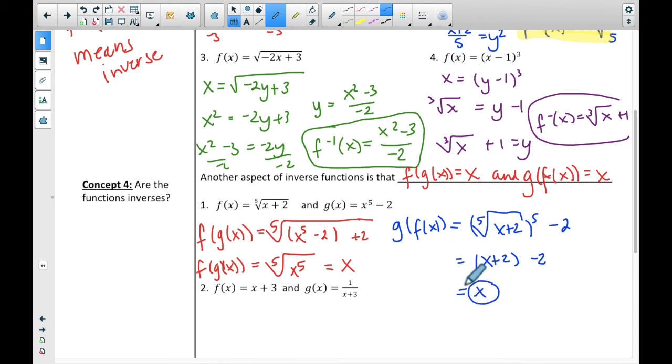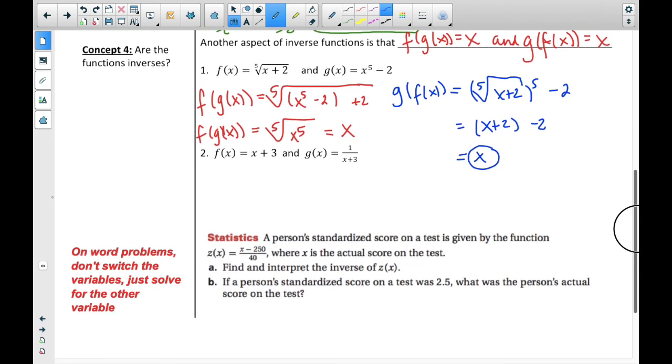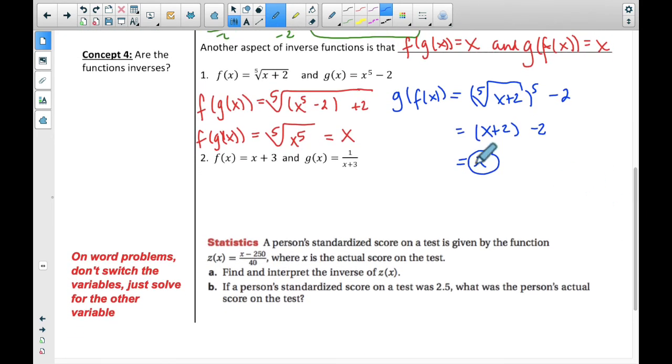So yes, these are inverses, because f of g of x cancels to x and g of f of x cancels to x. Now, could we have seen that from just looking? Maybe, because this is a minus 2, this is a plus 2, this is a fifth, and this is a fifth root, so they certainly look like it. But sometimes you just have to be careful and test it, because sometimes it looks like maybe it would, and it ends up it doesn't. Let's take this one as an example.